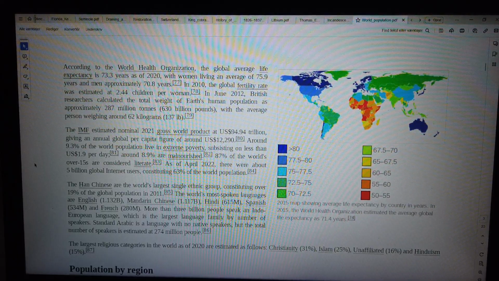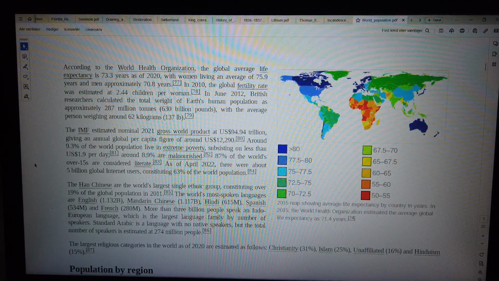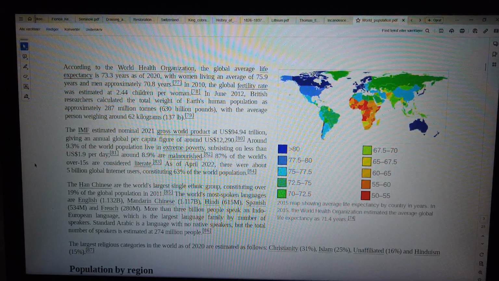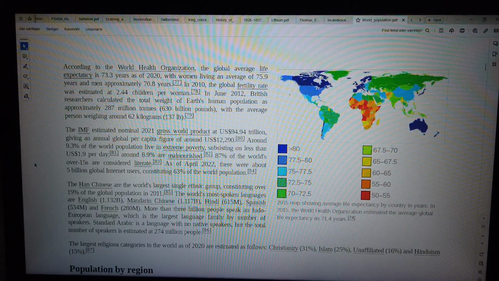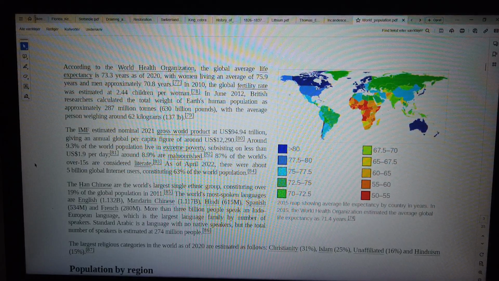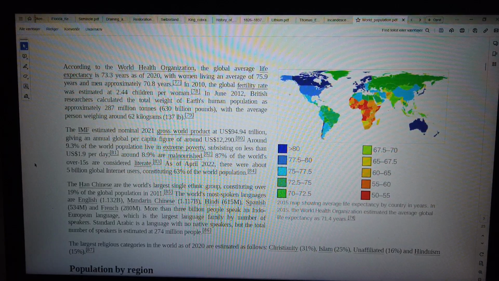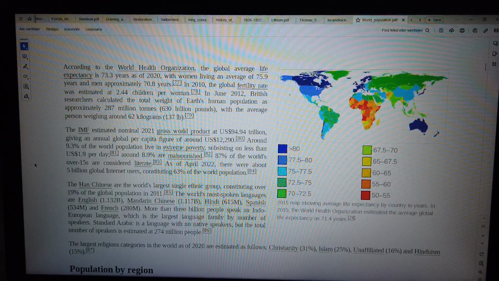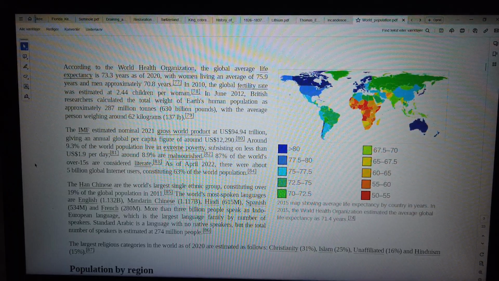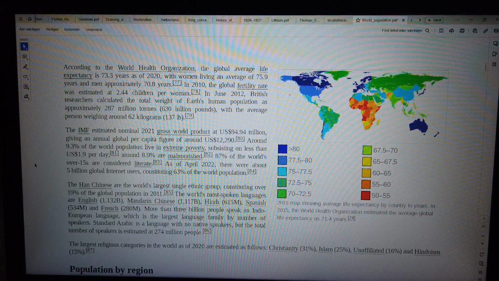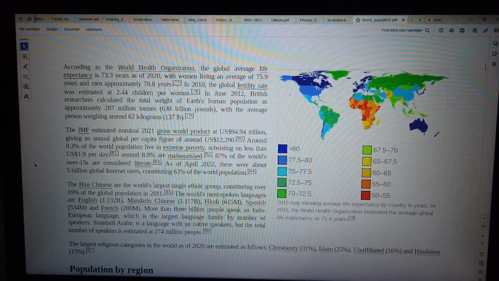2015 map showing average life expectancy by country in years. In 2015, the World Health Organization estimated the average global life expectancy as 71.4 years. The global average life expectancy is 73.3 years as of 2020, with women living an average of 75.9 years and men approximately 70.8 years.